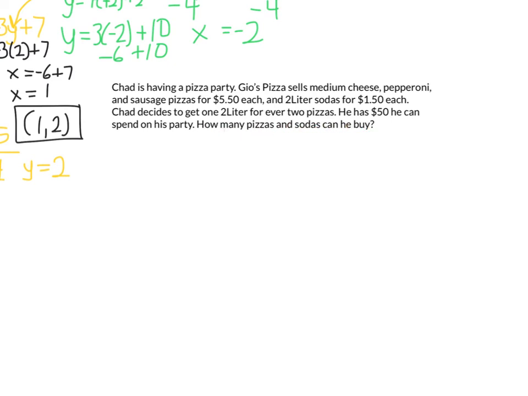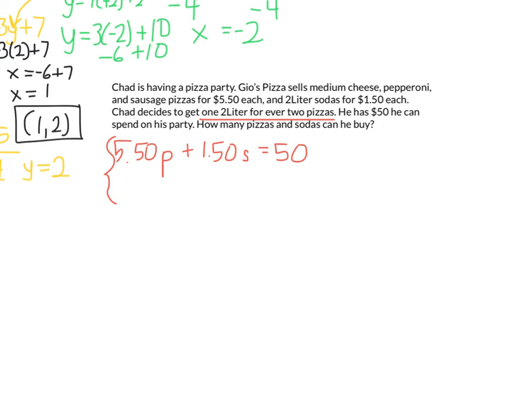So first we're going to write a system of equations. So the first equation that I see is this $5.50 for each pizza and $1.50 for each soda. And when you add up all the money, it's got to equal $50. So $5.50, and I'm going to use P for pizza, plus $1.50, I'm going to use S for soda, and that's got to add up to $50. Now the other one that we have, if we're going to do that fun little bracket, is this one right here. He decides to get 1 2-liter for every 2 pizzas.